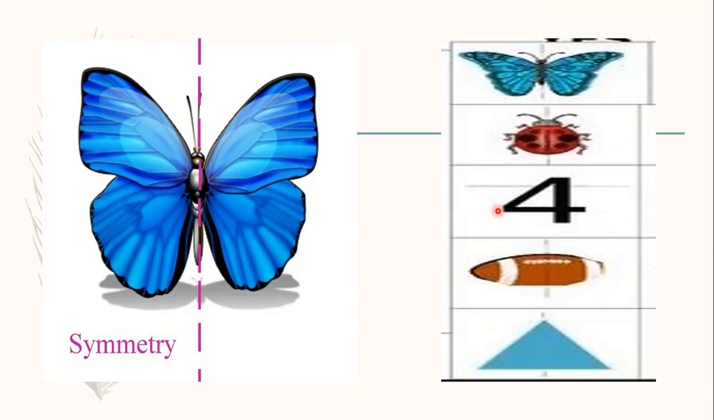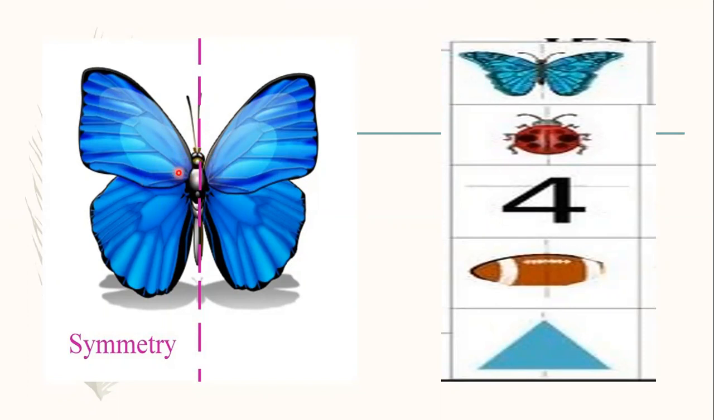Okay, let us start the lesson. On the screen you can see a beautiful butterfly, and along the middle of the butterfly you can see a dotted line, a vertical line. If we divide this butterfly through this dotted line, we get two identical halves. Identical means they look exactly the same. So along this line, we can divide this butterfly into two identical halves.